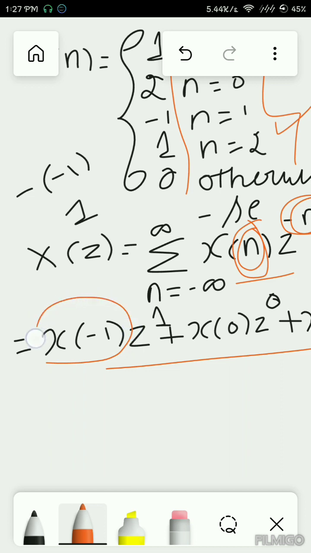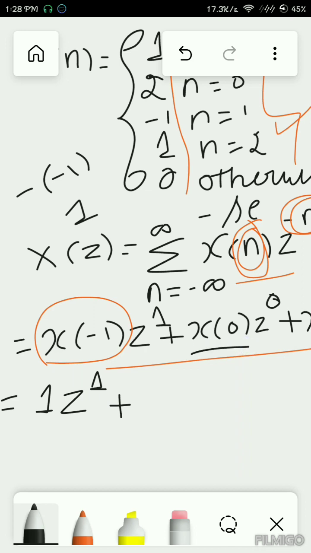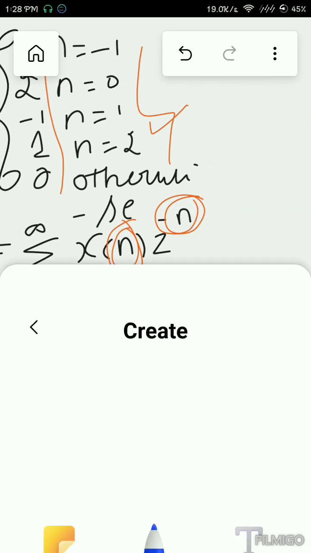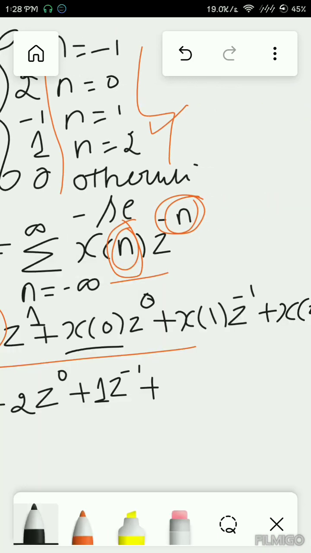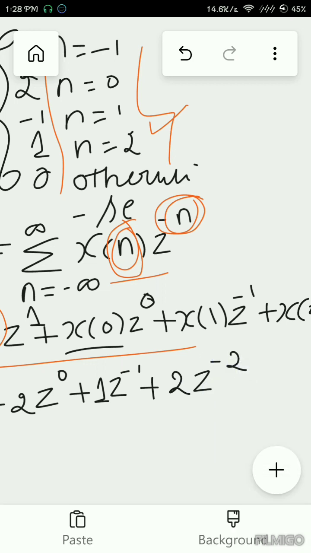So next what I have to do is substitute here. So what is x of minus 1? My x of minus 1 is equal to, the given is 1, right? So 1 into z to the power of 1 plus x of 0, which is 2 into z to the power of 0, plus my third one is x of minus 1, which I get as 1. So that is 1 into z to the power of minus 1, plus for your x of 1 you are going to get 2. That is 2 into z to the power of minus 2.